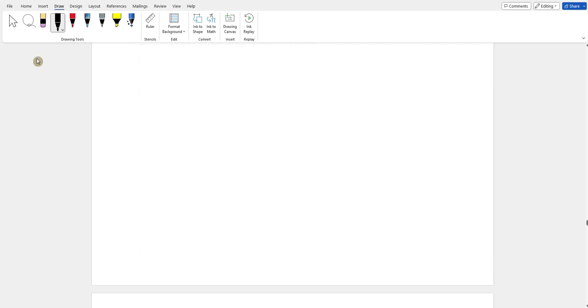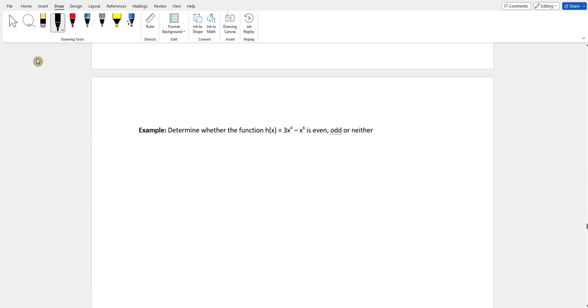In this next one, we have h of x is equal to 3x to the fourth minus x to the sixth. We're going to see whether or not this is an even function. We're going to set x equal to negative x.